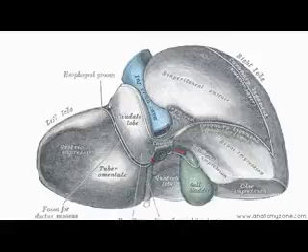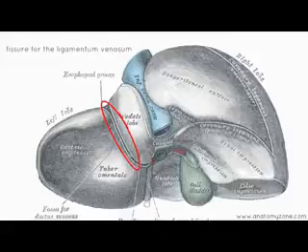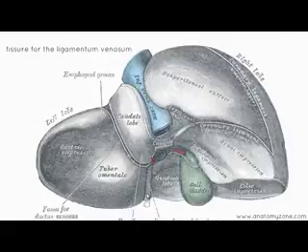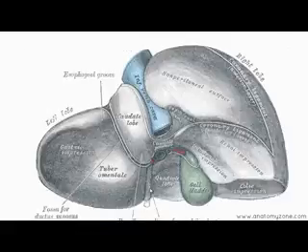And then you've got this fissure here, which is called the fissure for the ligamentum venosum. The ligamentum venosum is a fibrous remnant of the ductus venosus, and just below it, on the side of the quadrate lobe, you can see where the round ligament comes into the back of the liver. Remember I showed you the round ligament passing in the margin of the falciform ligament. It passes to the posterior surface and runs along here.